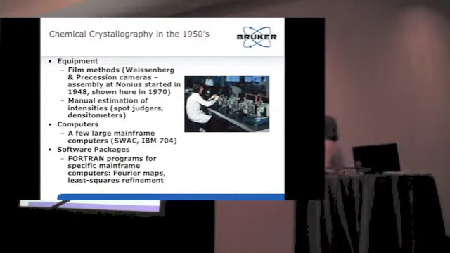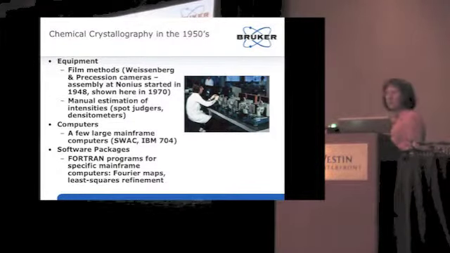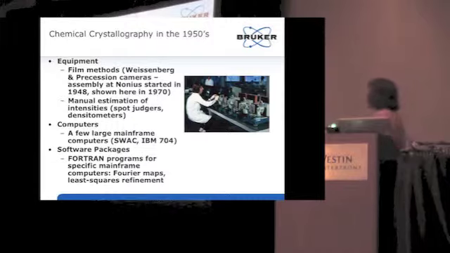So, starting in the 1950s, clearly we have film methods, obviously dating back to the discovery of X-rays. So we've got film methods, but using quite complicated and elegant Weissenberg and precession cameras. Here's a picture in the Nonius factory of assembly of those cameras around about 1970, but the manufacture of Nonius began in 1948, so that's kind of fun. But if you got the film, what did you do with it?